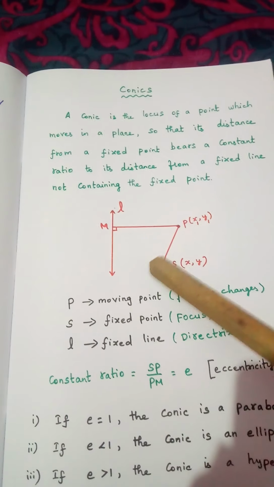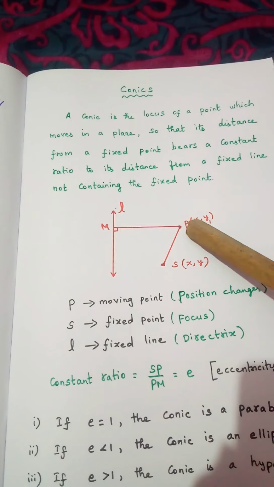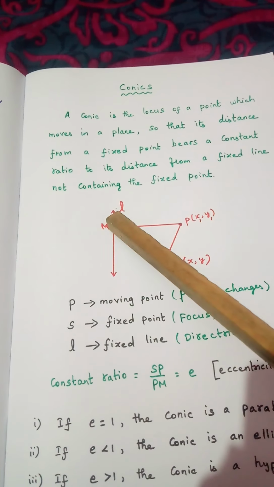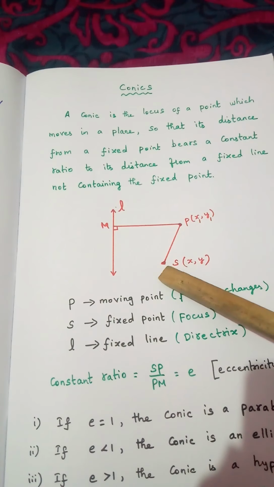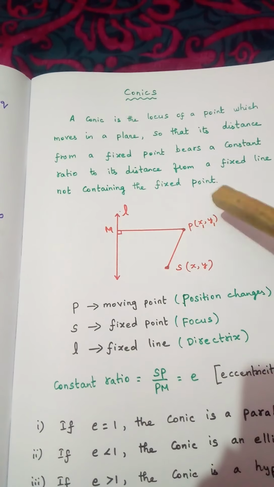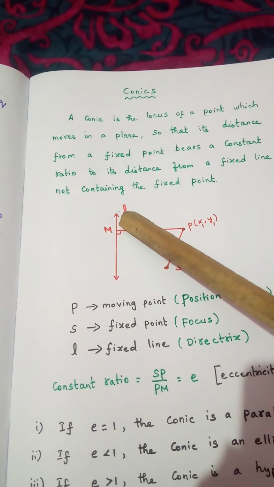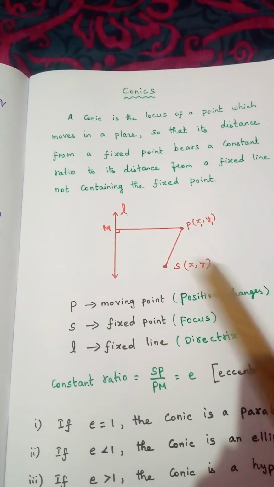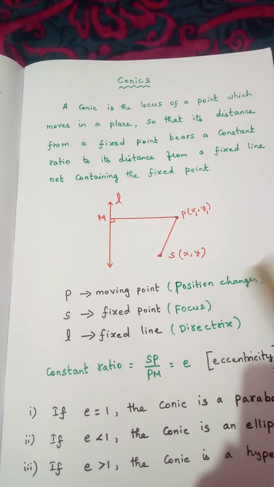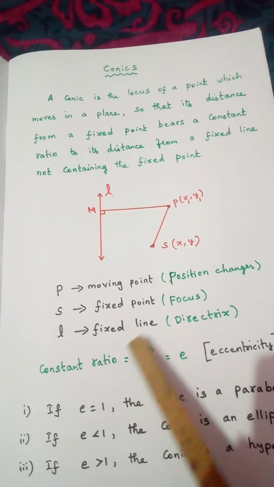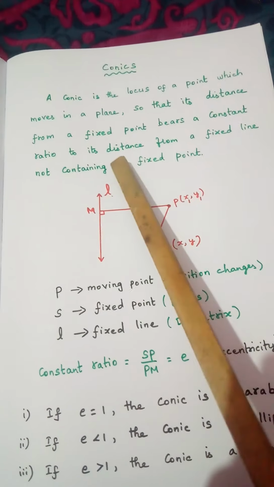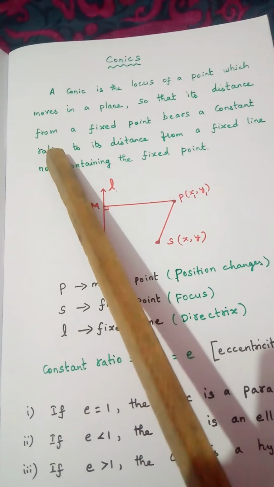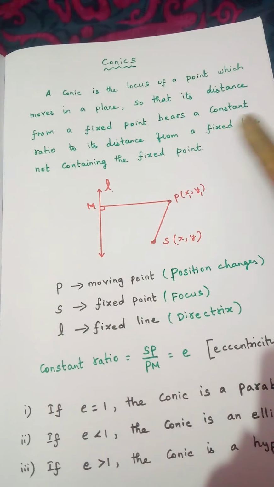What is SP? The distance between fixed point and the moving point. What is PM? The distance between the moving point and the fixed line. Again I repeat children, SP means distance between fixed point and moving point. PM is nothing but the distance between moving point and the fixed line. And suppose if these two ratio is always same, it always gives same answer. Yes, this ratio is, if you read this, its distance from a fixed point bears a constant ratio to its distance from a fixed line.